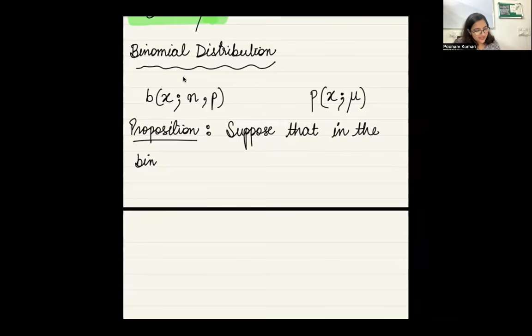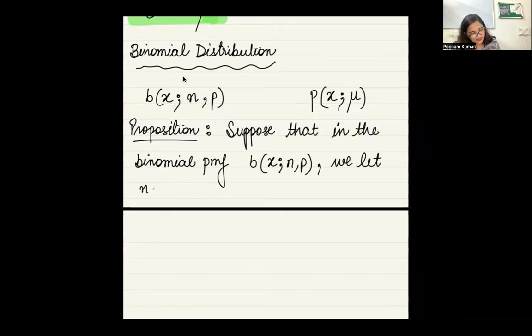So what are we saying? Suppose in the binomial distribution, my binomial PMF is this, right? And suppose we let the number of trials tend to infinity, meaning my number of trials is very, very high. What am I doing? I'm letting my number of trials become very, very high. And my p-value, which is my probability of success, is also going to be a very, very small number.